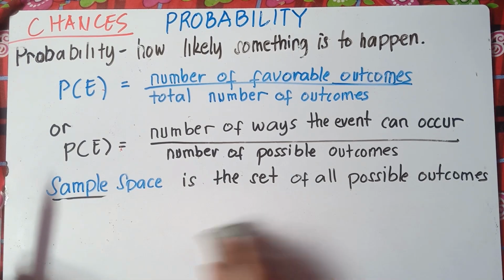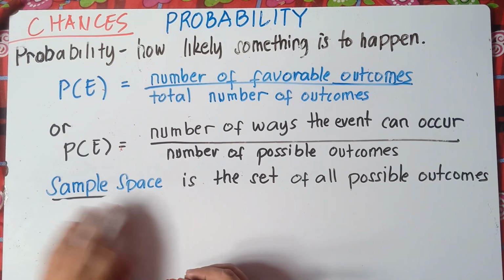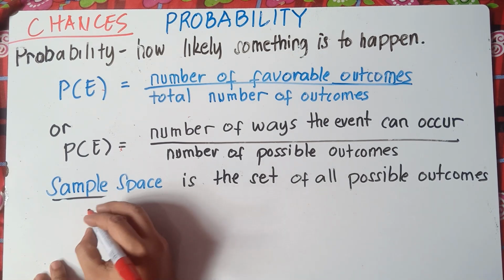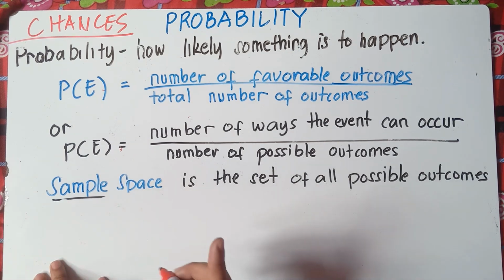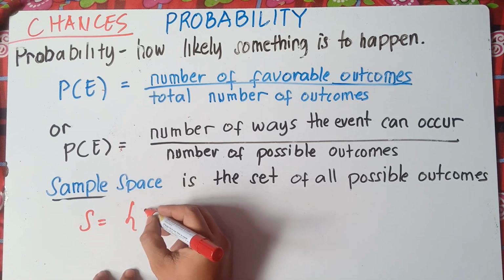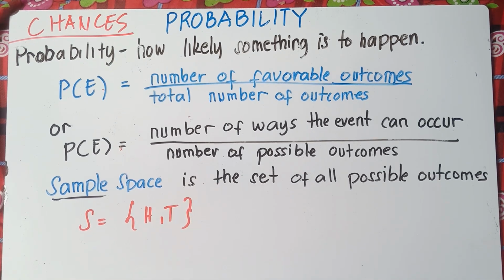Let's try another example. Tossing a coin. What if the teacher asks you, what is the probability of getting a head when you toss a coin? So tossing one coin, this is just one coin, class. When you toss a coin, the sample space could be head or tail, right?